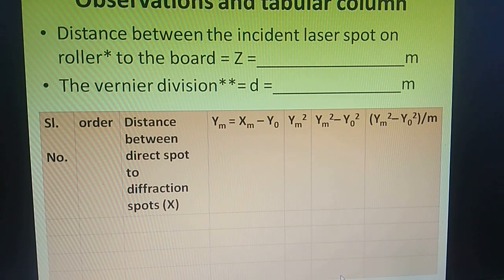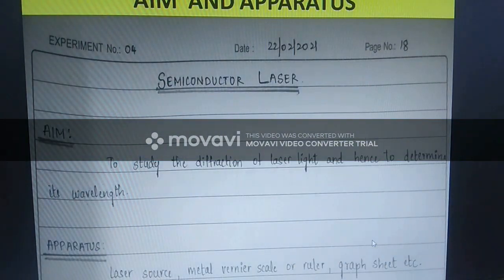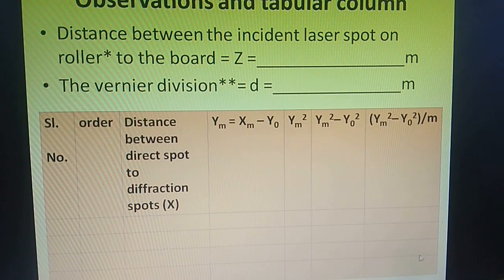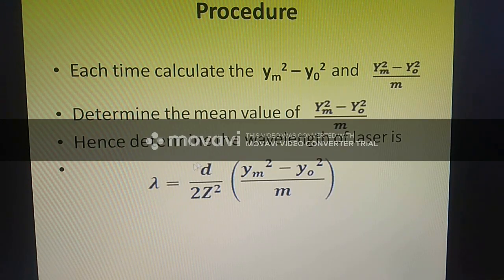Finally those readings are coming here. Then you measure the average of this value. The average of this value gives ym square minus y0 square divided by m, which equals d divided by 2z square. You have to substitute and calculate the wavelength. This is how we are doing the experiment.